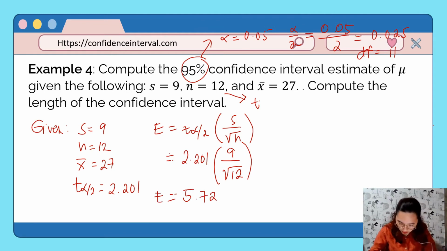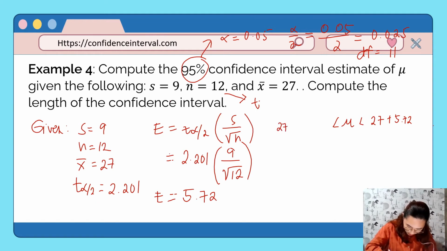So, ibig sabihin, para makompute ang ating confidence interval estimate, add lang po natin, ang sample mean is 27 plus 5.72. Then, ang lower limit naman po natin is 27 minus 5.72. Sige, compute natin ang upper limit at lower limit.